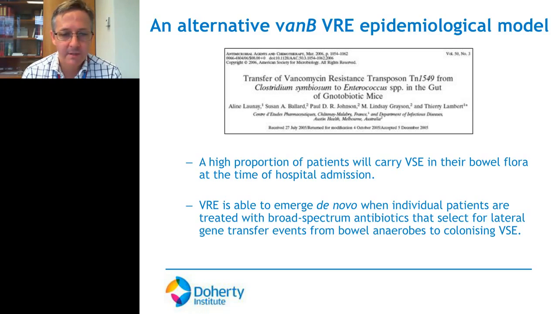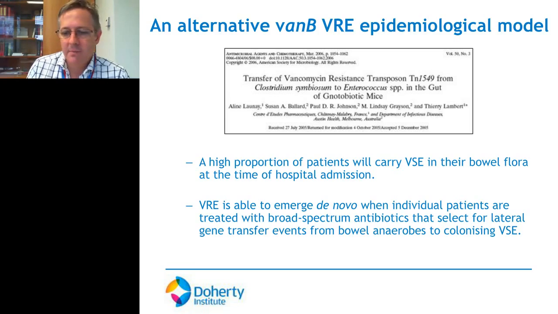And the VAN-B element is interesting because many people actually carry this resistance element in their normal flora of the bowel, particularly within anaerobes within the bowel. And it's also been demonstrated within mice, at least, that you can take an anaerobe that carries this VAN-B element and mix it with a vancomycin susceptible enterococcus in the bowel, and it will generate a VRE.